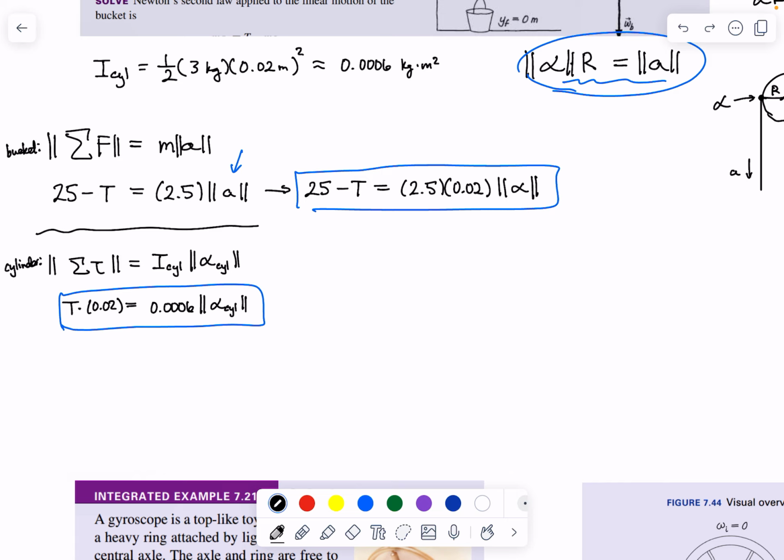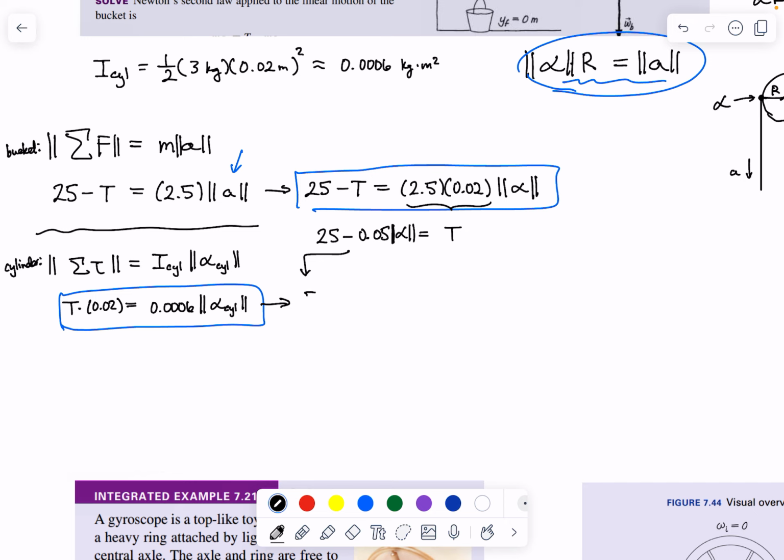First off, let's figure out 2.5 times 0.02. Let me go ahead and simplify this. This is 0.05 times alpha. And then let's go ahead and solve this for T. Actually, let me do this a little differently. Let me add T to the other side and then subtract away the 0.05 alpha to the other side. So you should get this. There we go. And then I'm going to substitute it into that first equation.